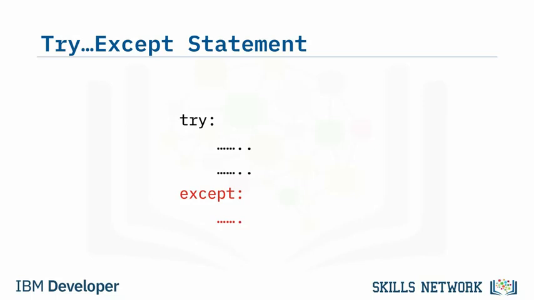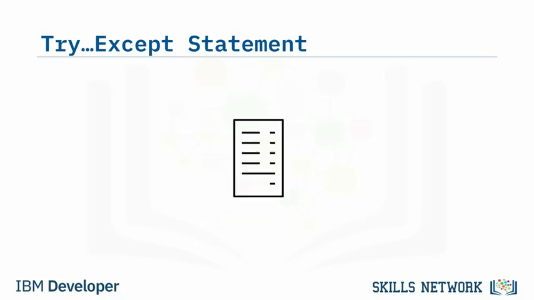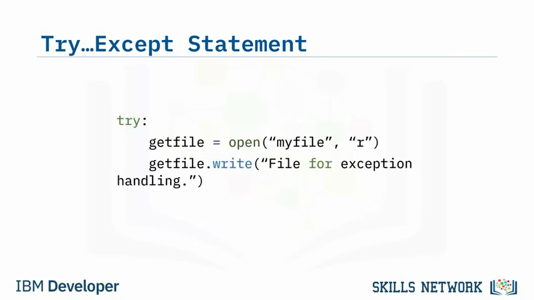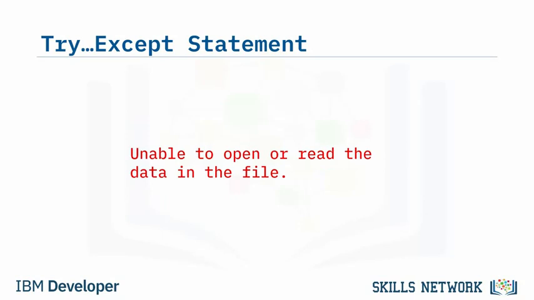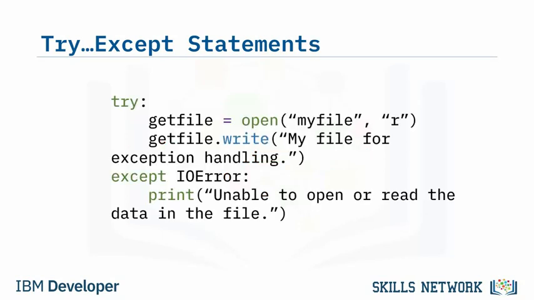For example, perhaps you are writing a program that will open and write a file. After starting the program, an error occurred as the data was not able to be read. Because of this error, the program skipped over the code lines under the try statement and went directly to the exception line. Since this error fell within the I/O error guidelines, it printed "unable to open or read the data in the file" to our console.